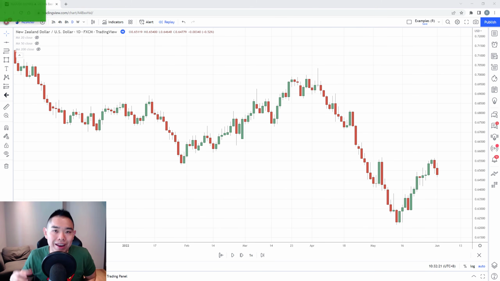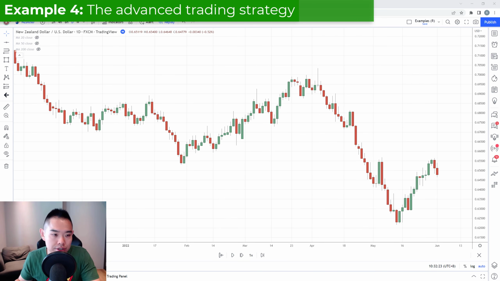Now, let me share with you an advanced strategy, using the concepts that you've learned earlier. This advanced strategy will help you identify low-risk trading opportunities, but at the same time offer you a more favorable risk to reward on your trade. So this means you can possibly risk $1 to make $4 or more. So here's how it works.